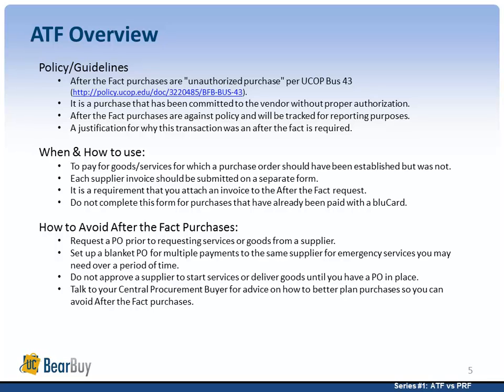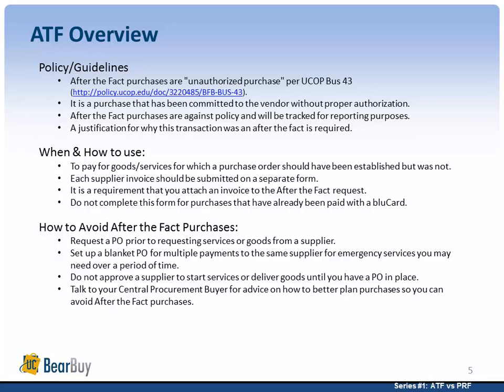So how can you avoid after the fact purchases? You could avoid after the fact purchases by requesting a PO prior to requesting services or goods from the supplier. This means requesting services or goods from a supplier by going through the Berkeley purchasing process. You should not agree to any services or goods from a supplier outside of Berkeley. The purchase order created within Berkeley is a legal agreement between the university and the supplier.